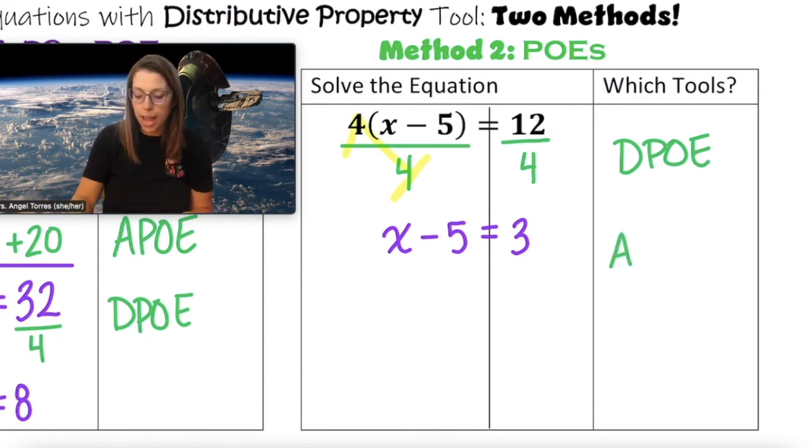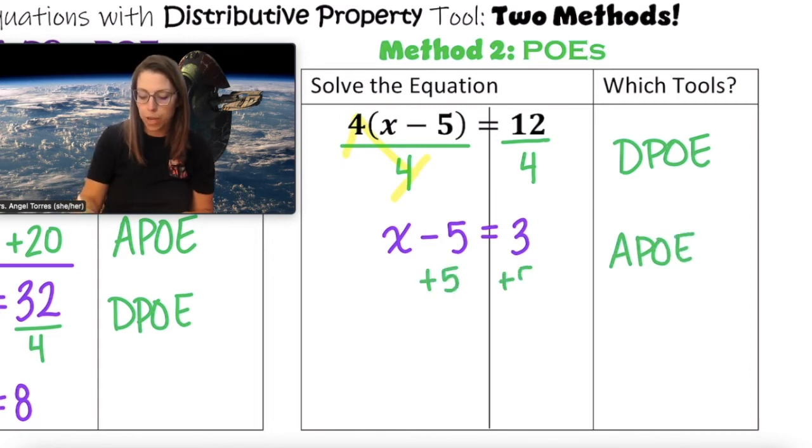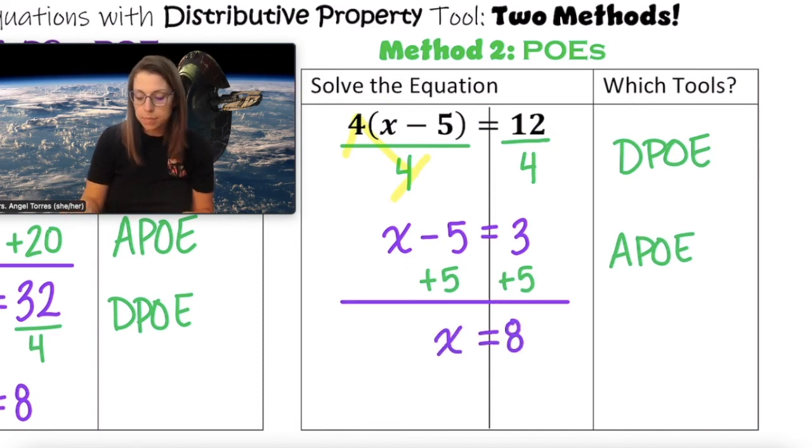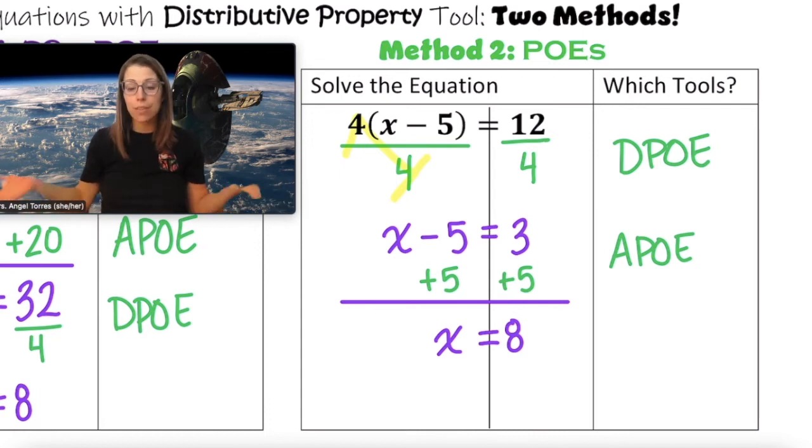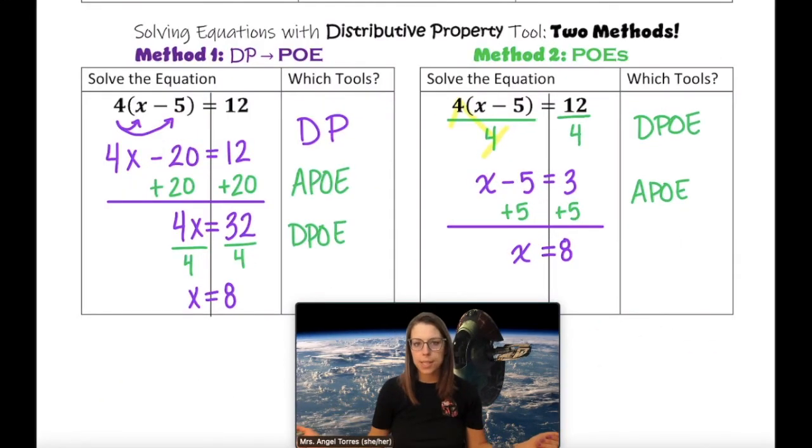I would apply APO and add 5 to both sides to create that 0 term. And that leaves me with x equals 8. Since x is already by itself, I'm done and I don't have to apply any other tools. Since we ended up with x equals 8 using both methods, it doesn't matter which one you use. So, which one did you prefer?